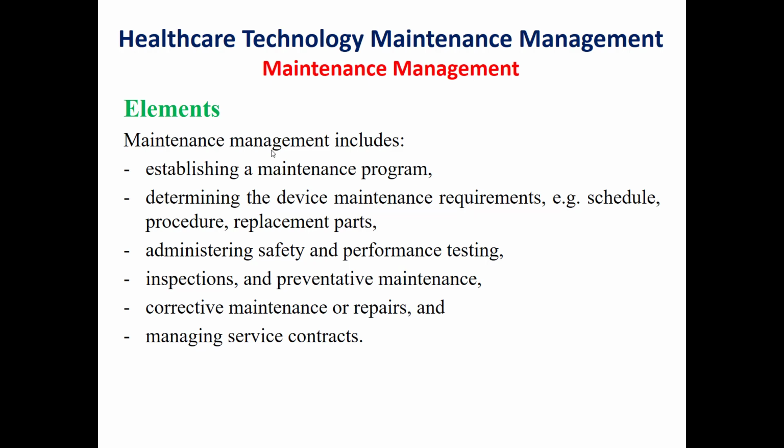The maintenance management should include the following elements. Firstly, establishing a maintenance program, then determining the device maintenance requirements such as the schedule, procedure, replacement parts, testing equipment, and so on. Then administrating the safety and performance testing as well as inspections and preventive maintenance. Corrective maintenance or repairs is another element in the maintenance management. Finally, the last element will be the maintenance service contracts.